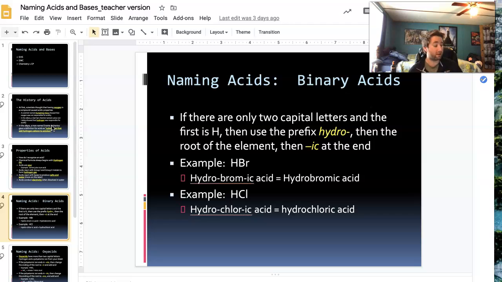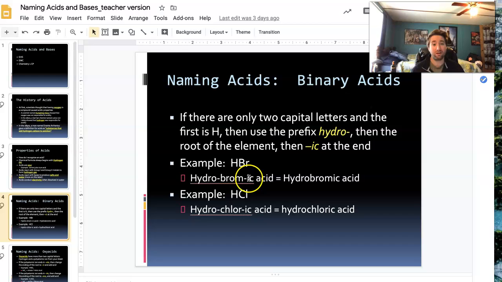So in this first example here, we've got HBr, and there are two capital letters, the H and the B, and the first one is an H, so we know that that is going to be an acid. Since there's only two capital letters and the first one is an H, we're going to add hydro to the front, then we're going to add the root of that element. Since it's bromine, Br, it's going to be brome.